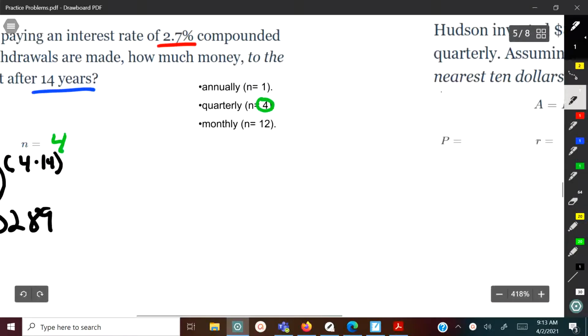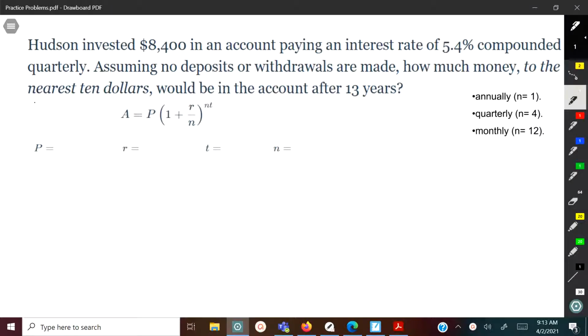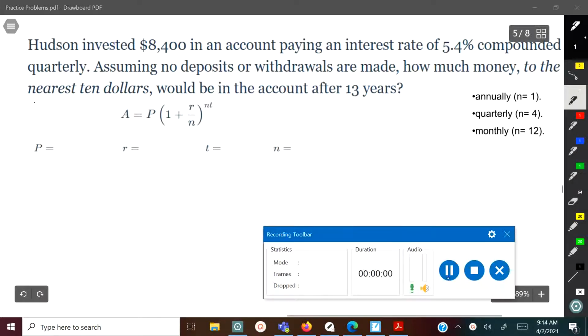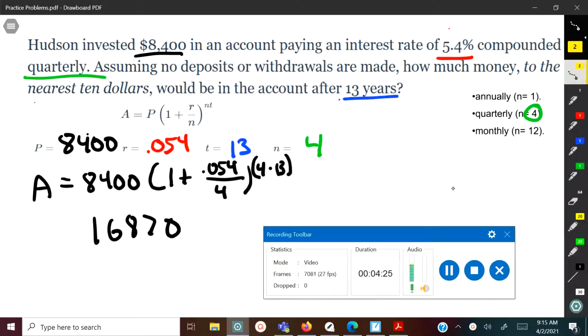All right, now you can go ahead and pause the video and see if you can solve this one on your own. All right, so this should be what you get here. Should get 16,870. We plugged in our principal here. Then we plugged in the rate. Then we plugged in the years. And we put 4 for quarterly. Then we put each one of those into the formula here. Type all that into the calculator, and then we round to the nearest $10. Okay, and that 6 comes up to a 70, and this is your answer.